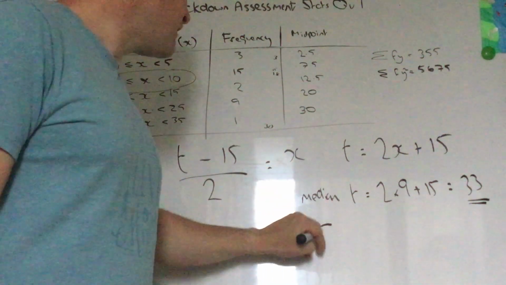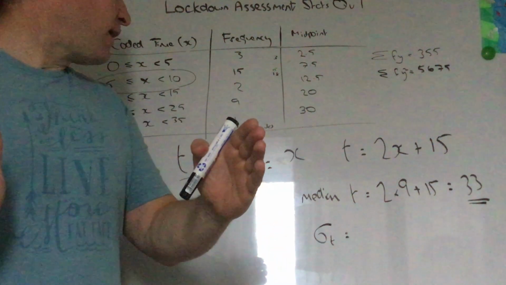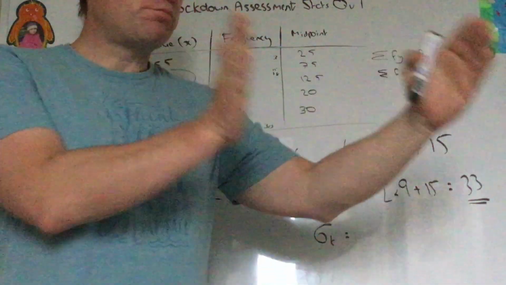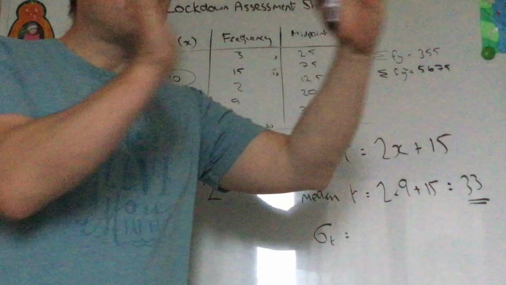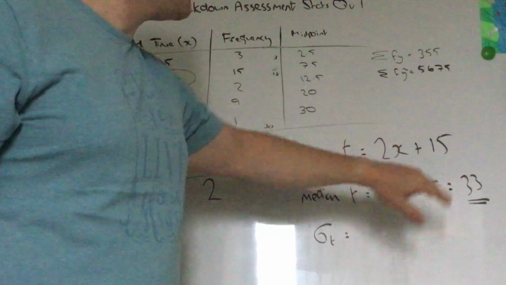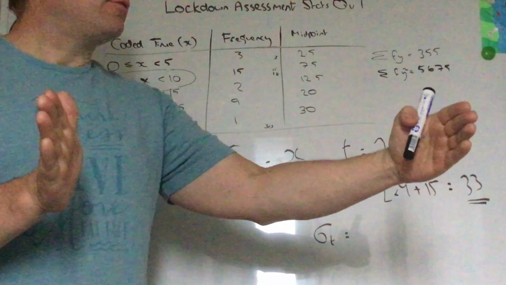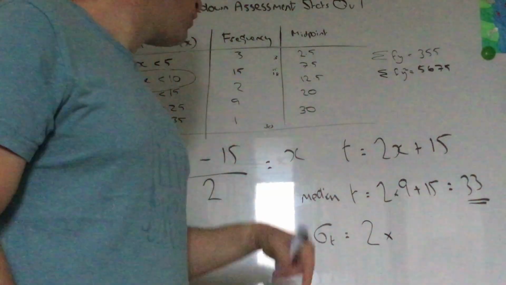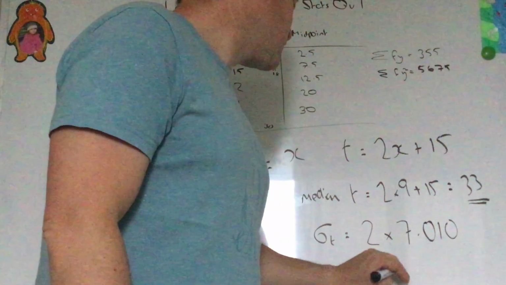Okay, now the standard deviation of t, because standard deviation is a measure of spread, if I add 15 to all the numbers, or take away 15 from all the numbers, the amount the numbers are spread out doesn't change, yeah? The width of the distribution doesn't change, just all the numbers move up on the number line or move down on the number line. Yes, the standard deviation doesn't change by this plus 15, it only changes by the times 2. Because if you times all the numbers by 2, then you're going to spread it out twice as much. Okay, so standard deviation of t will be 2 times the standard deviation of x, which was 7.010, so we get 14.02.